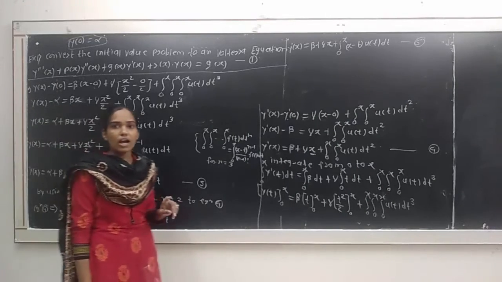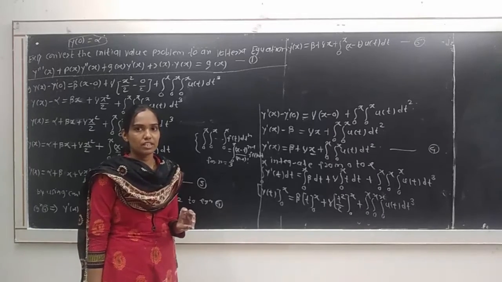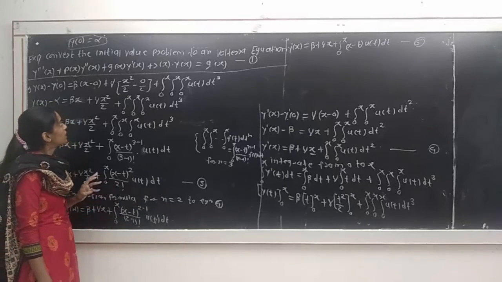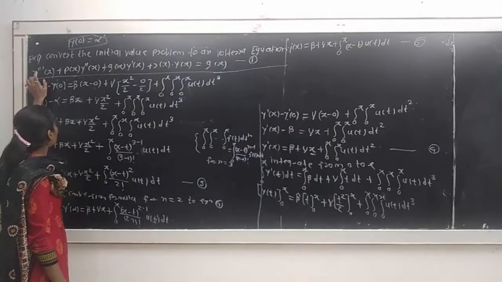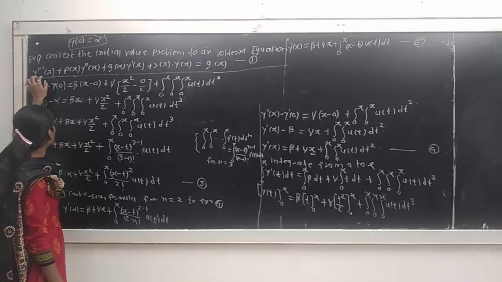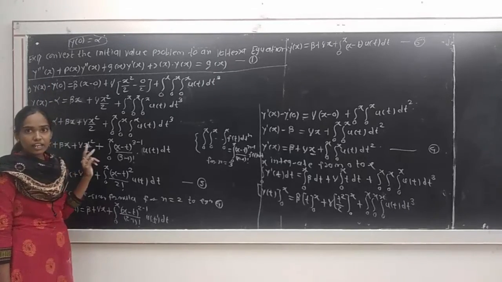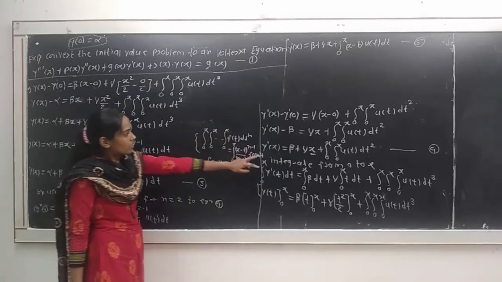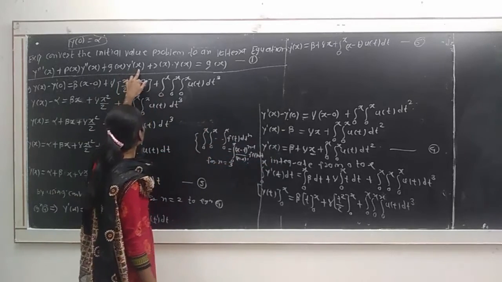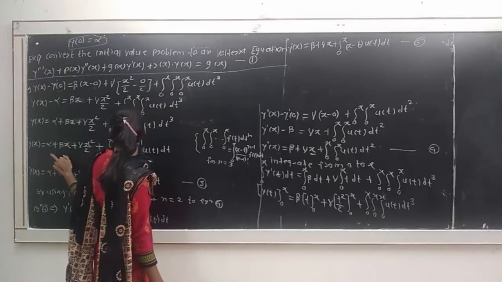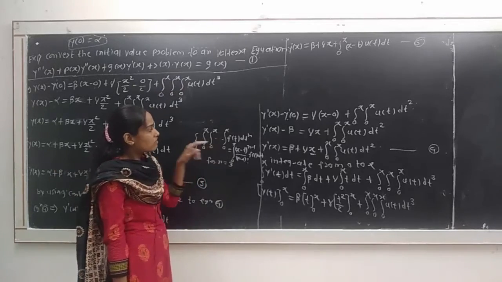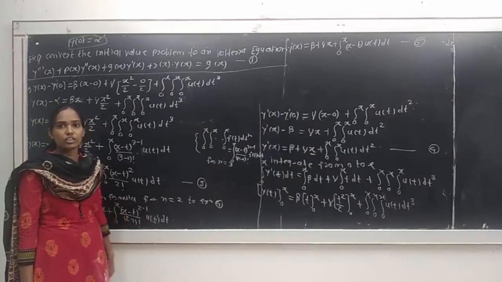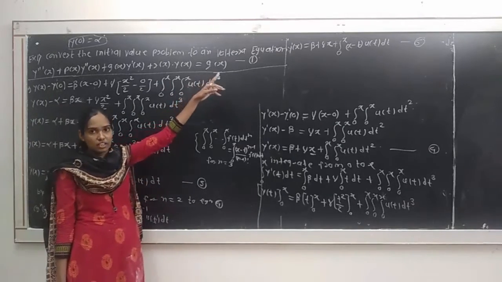First we set y triple dash of x is equal to u of x, that is the higher order derivative. Then we integrate that equation and we get the value of y double dash of x. Again integrating that we get equation number 4, that is the value of y dash of x, and next we get the value of y of x. If we put all these values in the given equation number 1 and do the calculations, we get the Volterra equation.